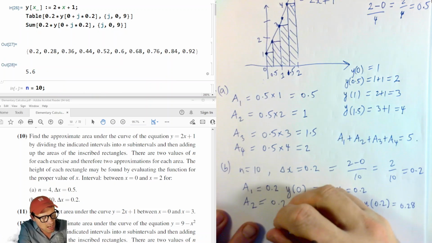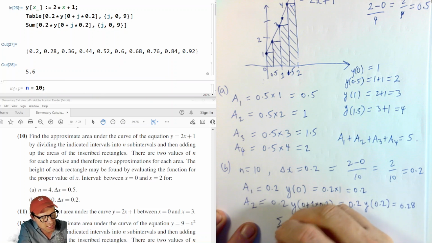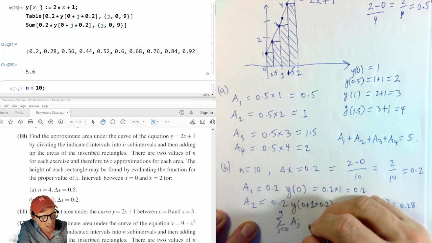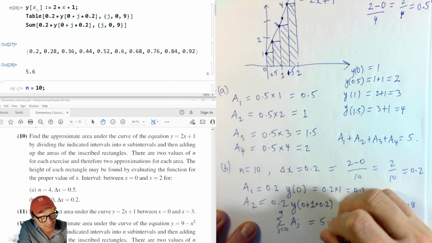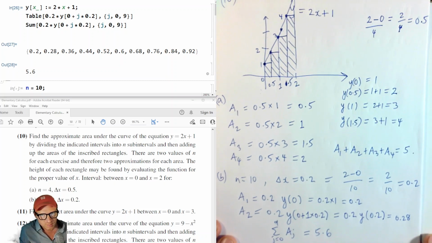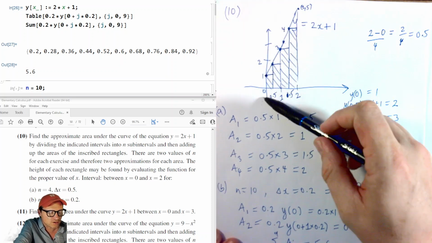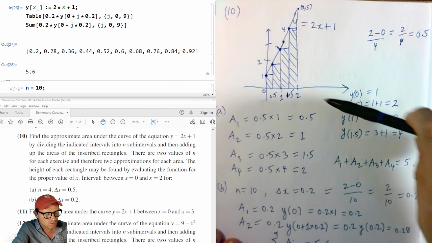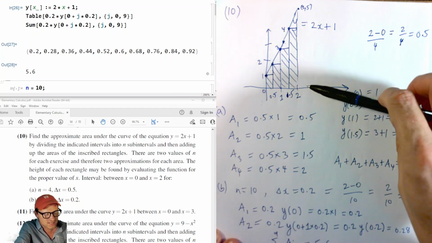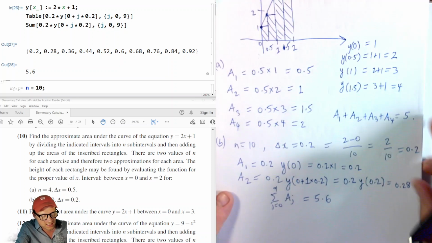And so the sum of all of the a subscript j's, as j goes from 0 to 9, this is 5.6. This is presumably a better estimate of the area under this line from 0 to 2 than what we got with larger step sizes of 0.5. So this will be better in getting 5.6.